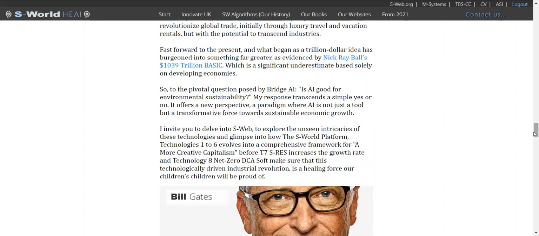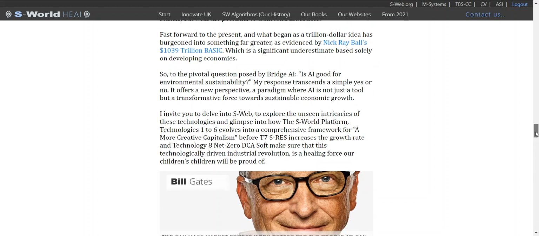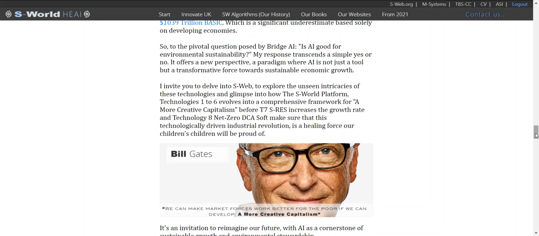Fast forward to the present, and what began as a $1 trillion idea has burgeoned into something far greater, as is evidenced by my Nick Ray Bull's 1039 trillion basic, which is a significant underestimate based solely on developing economies. So, to the pivotal question posed by Bridge AI, is AI good for environmental sustainability? My response transcends a simple yes or no.